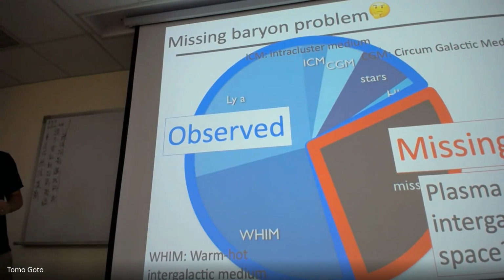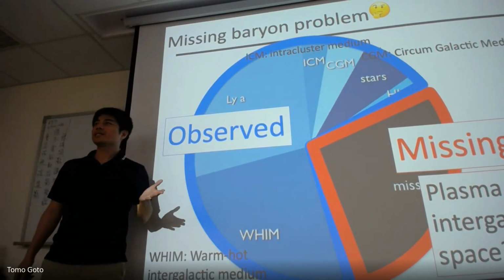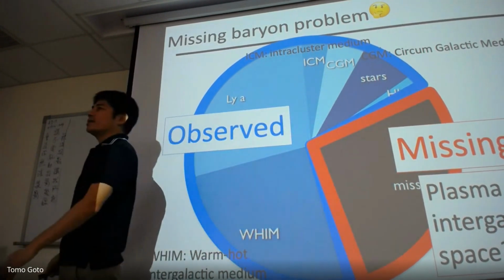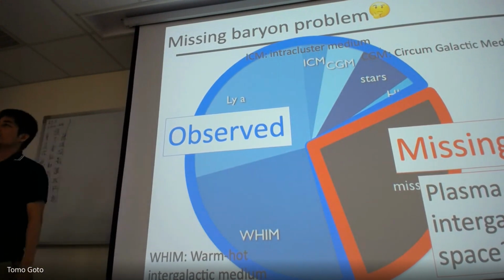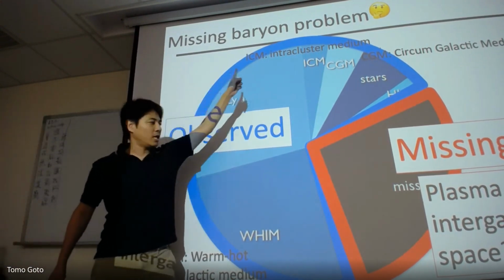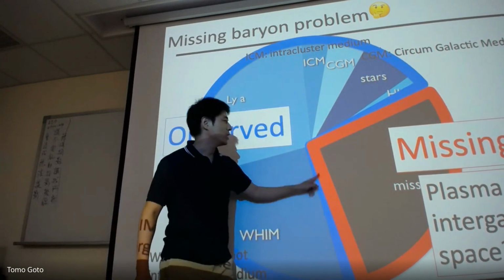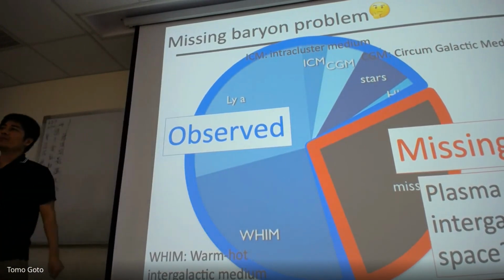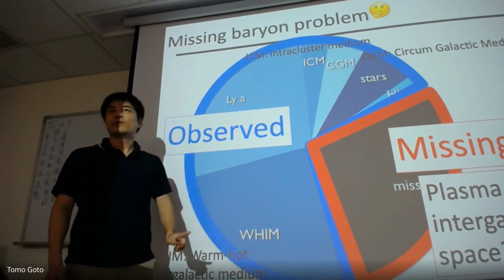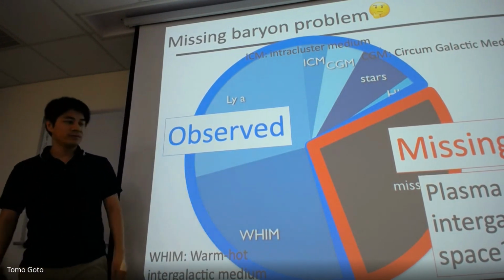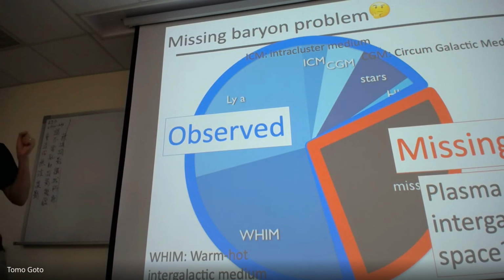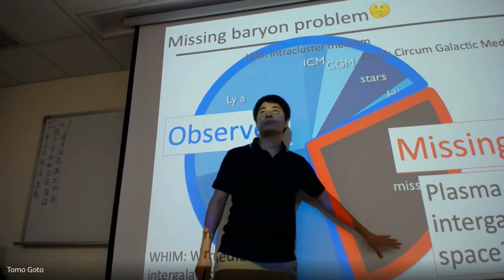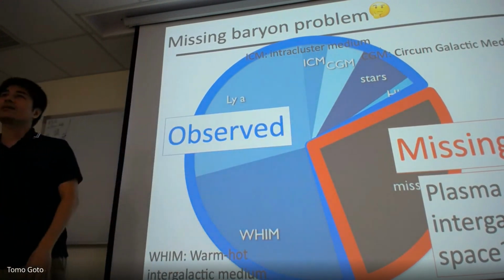So what we can observe is actually not 100%. There is a significant fraction of baryons missing here. This has been a long mystery in astronomy. We expect this 100% by the chart, but we can only observe this. There are always missing baryons. So this is the missing baryon problem. We are missing baryons from observations. Then people guess that maybe this missing part is plasma in intergalactic space.